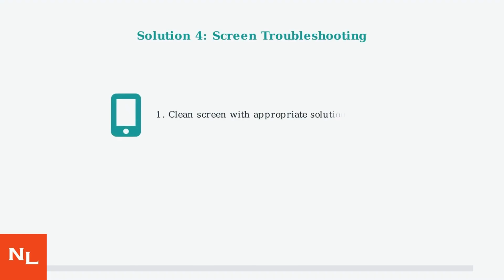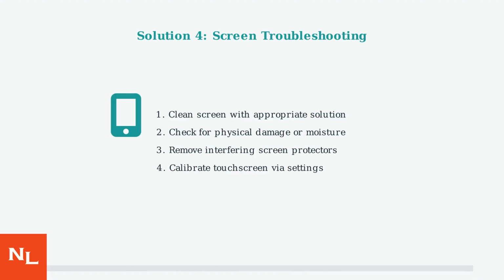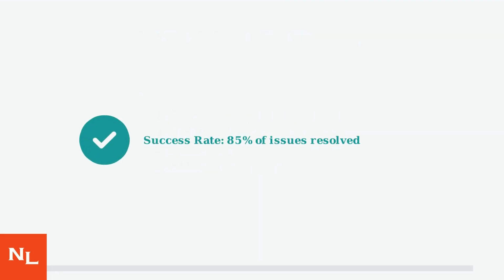Clean the screen thoroughly with an appropriate cleaning solution. Check for any physical damage or moisture that might interfere with touch sensitivity. Remove any screen protectors that may be causing issues and calibrate the touchscreen through the Settings menu. These troubleshooting steps resolve most common Alcazar infotainment issues. Software problems can usually be fixed with resets, while hardware issues may require professional attention.